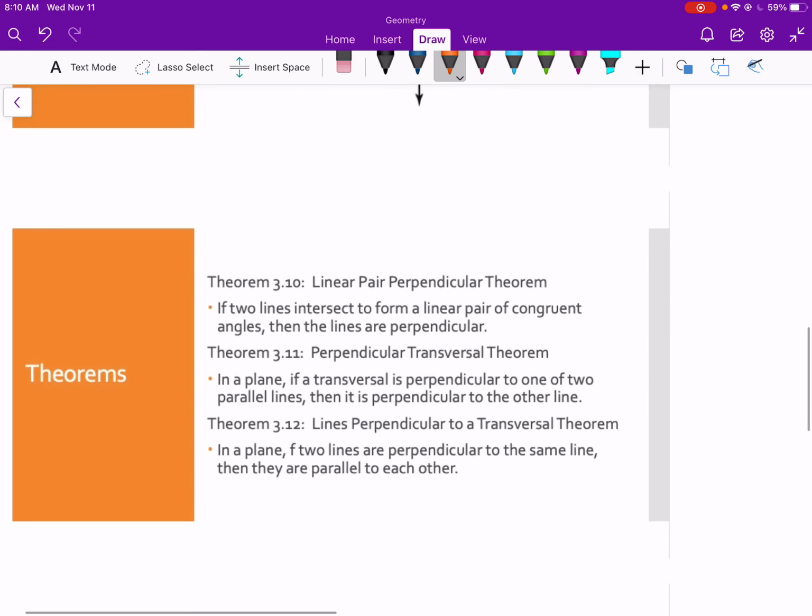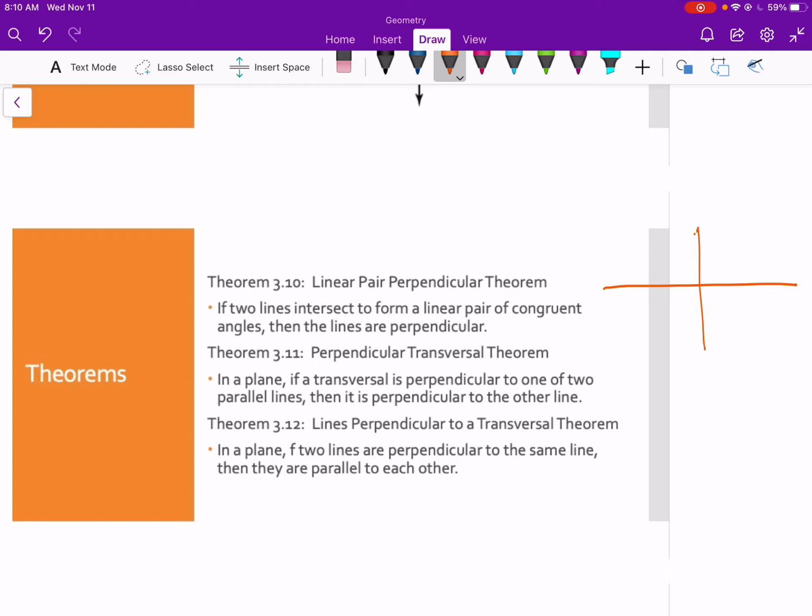A few more theorems for you. The linear pair perpendicular theorem. If two lines intersect to form a linear pair of congruent angles, then the lines are perpendicular. So if we think, a linear pair means it forms a line, which we know is supplementary.